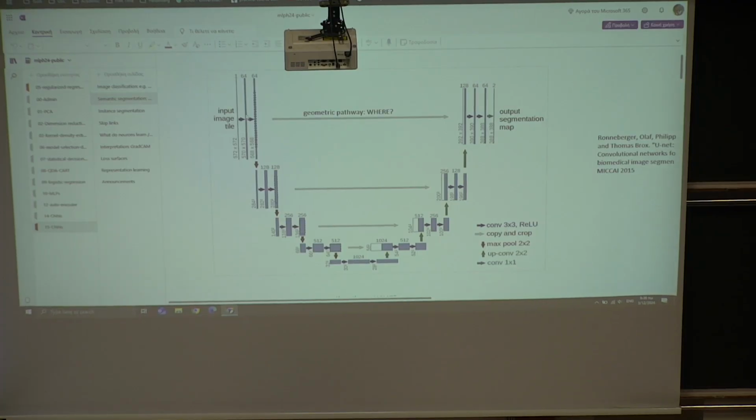Okay, and this type of architecture, first published in 2015, is still state-of-the-art in medical physics applications. Basically, for semantic segmentation nowadays, you either use something along the line of vision transformers or you use that type of architecture, in particular when you don't have enough data to train a transformer from scratch.